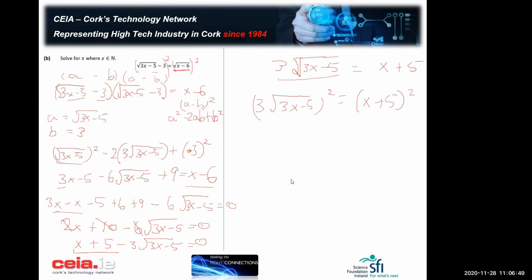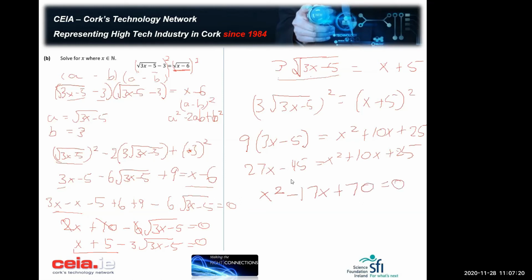So now we end up with 9, don't forget to square the 3, by 3x minus 5 is equal to x squared plus 10x plus 25. So that gives us 27x minus 45 is equal to x squared plus 10x plus 25. And that gives us x squared minus 17x plus 70 equals 0. And x is equal to 10, or x is equal to 7.